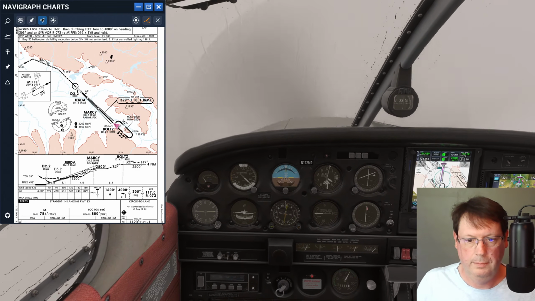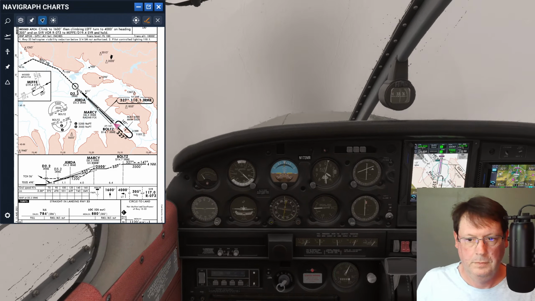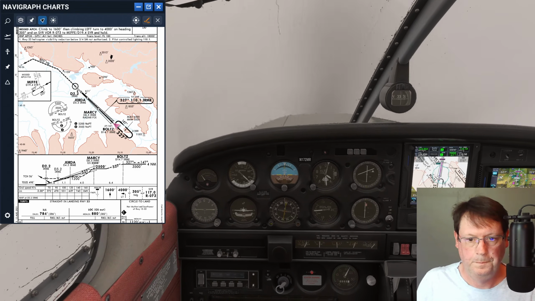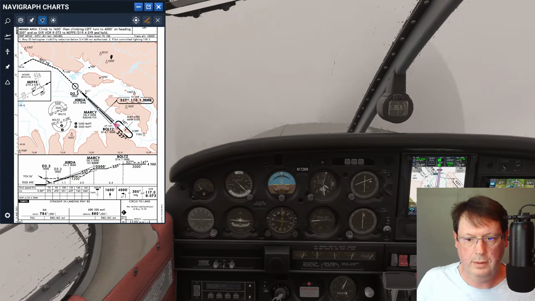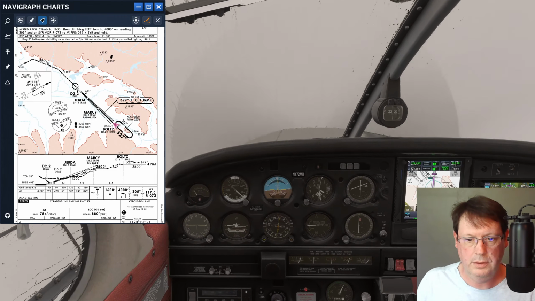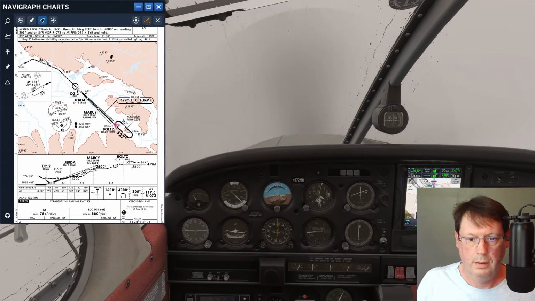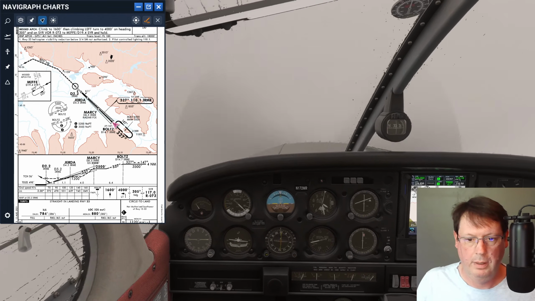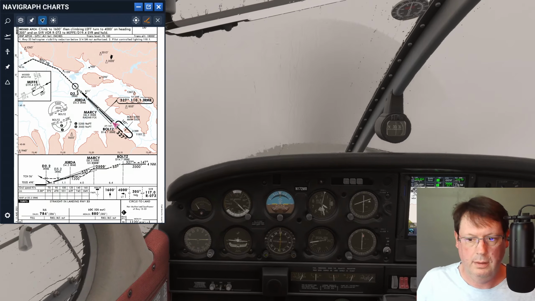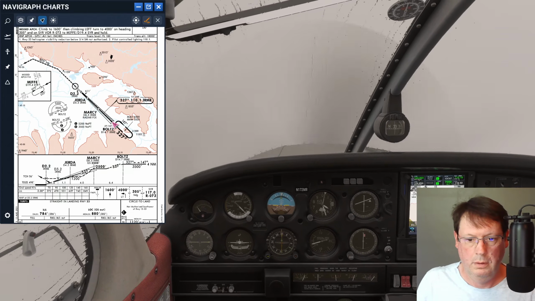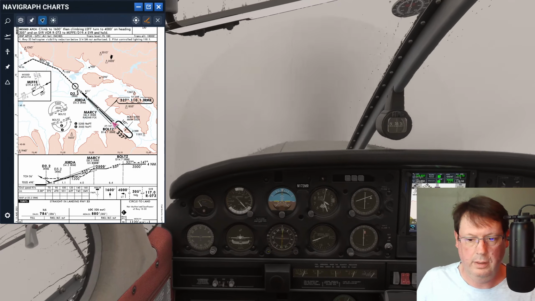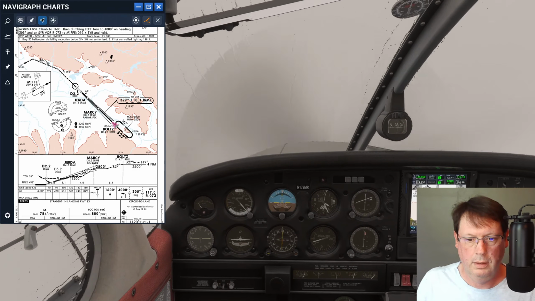Boy, it's not coming in. Still 5 to Marcy. And the reason I'm going to do that is just because it makes it really easy to keep those needles centered the whole time. And I don't have to start a descent and then start a descent again.